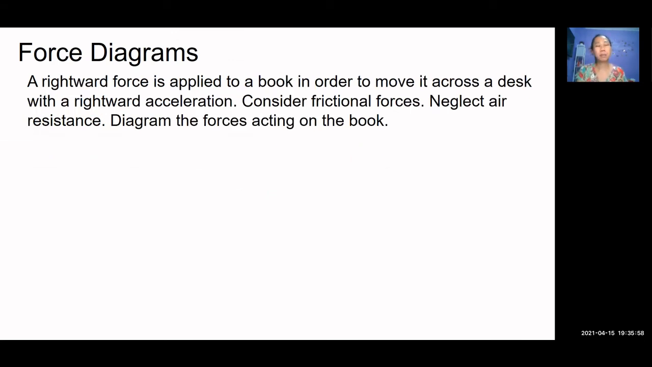So next one, a rightward force is applied to a book in order to move it across a desk with a rightward acceleration. Consider frictional forces. Neglect air resistance. Diagram the forces acting on the book. So let's say ito yung book natin. Okay, so ang sabi dyan, meron tayong rightward force acting on the book. So pwede tayong mag-drawing dito from the center ng force na applied. Okay, applied force kasi sabi dyan, applied yung rightward force na yun sa book, in order to move it across a desk with the rightward direction.